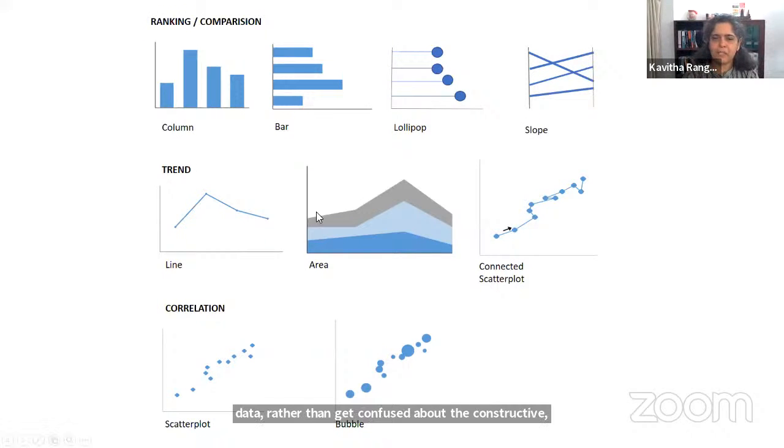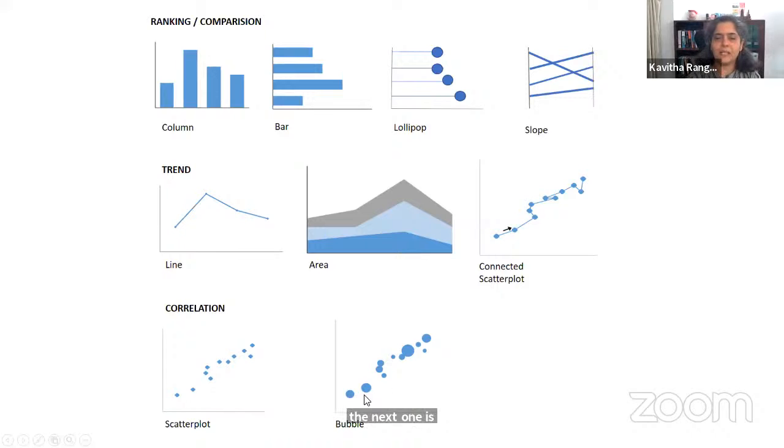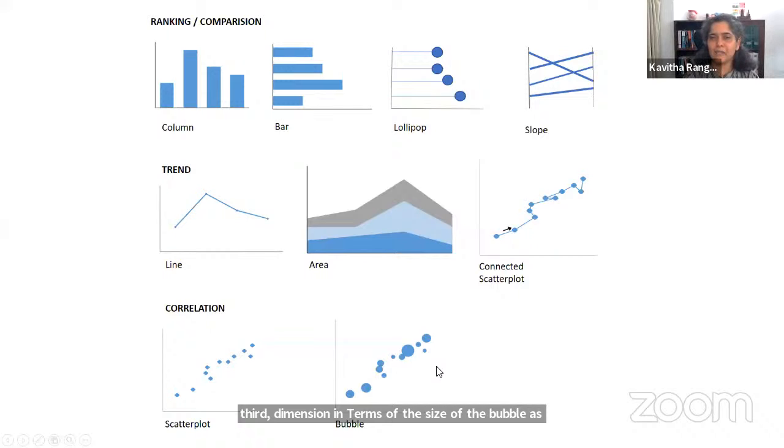The next one is a bubble chart, where you can put in a third dimension in terms of the size of the bubble as well. And so that incorporates three different variables at a time: X, Y, and the size of the bubble. Let's say we had temperature and ice cream sales, and maybe a third dimension in terms of the actual humidity conditions. You could represent that as the third variable.